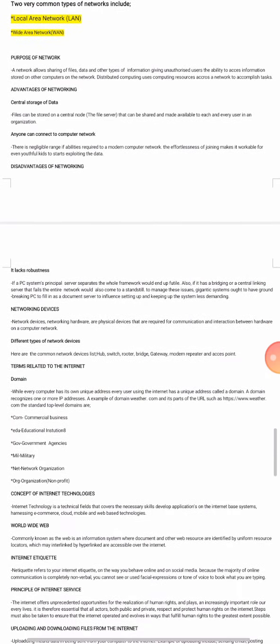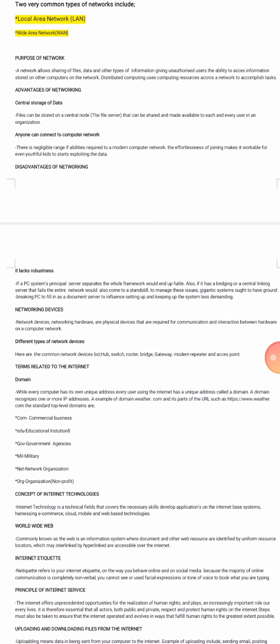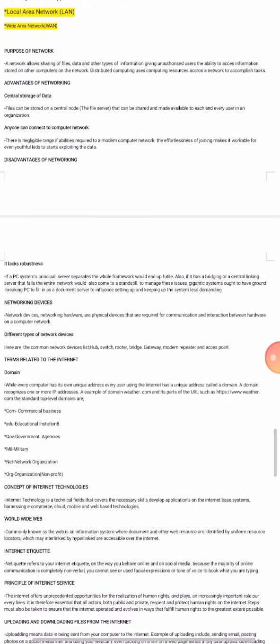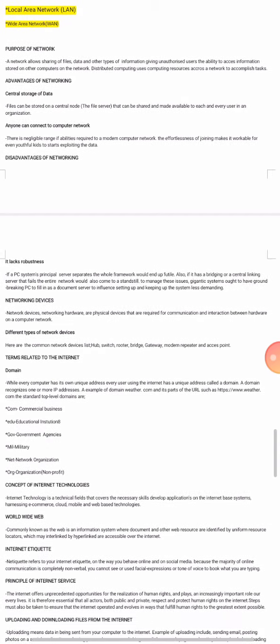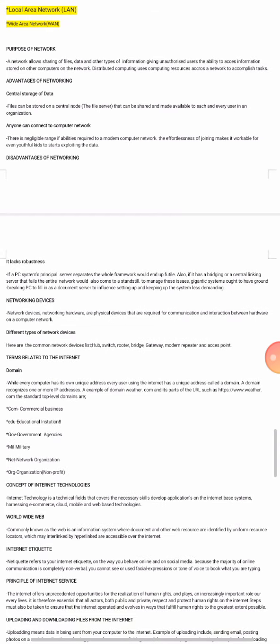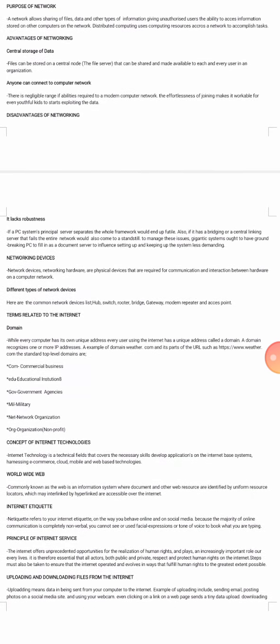Network devices. Network devices, or networking hardware, are physical devices that are required for communication and interaction between hardware on a computer network. Different types of network devices. Here are the common network devices: hub, switch, router, bridge, gateway, modem, repeater, and access point.